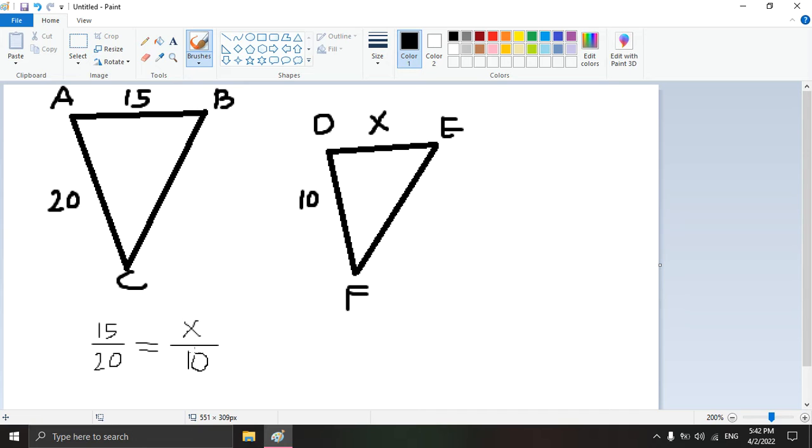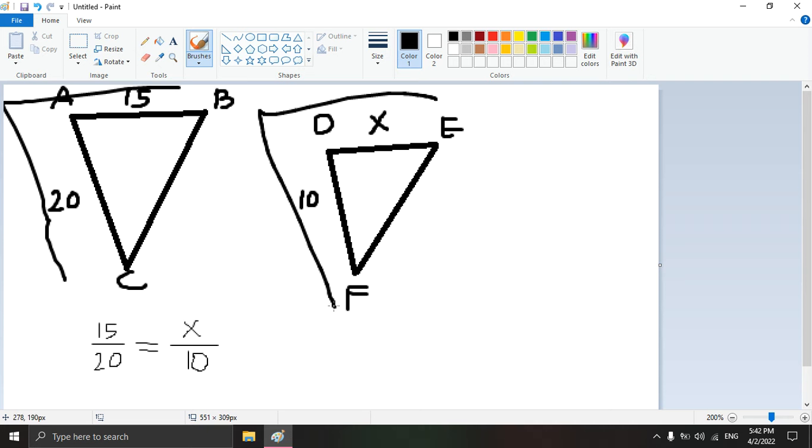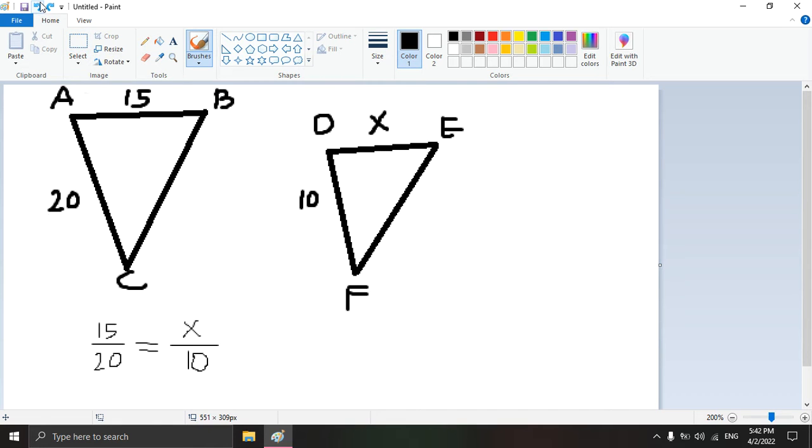I already discussed in part 1 of the video lesson that if you're going to form the proportion, it is more on patterns. So on the left side is 15 over 20. The pattern is AB, then AC. Then the second triangle follows the same pattern. Next, cross multiply.